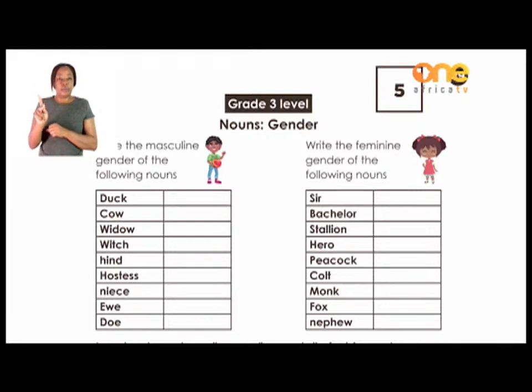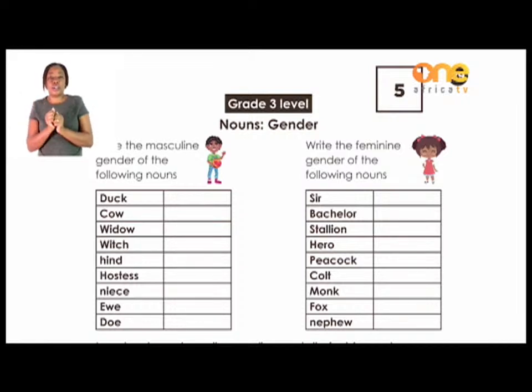Okay, now we are given the first word, there is a duck. A duck, that is a female. Is a girl. If it's a boy, then we'll say it's a what? Then we say it's a drake. A drake. A cow is a female. If it is the boy side, we say it's a bull. A widow, someone who lost a husband, it's a woman. We say she is a widow.